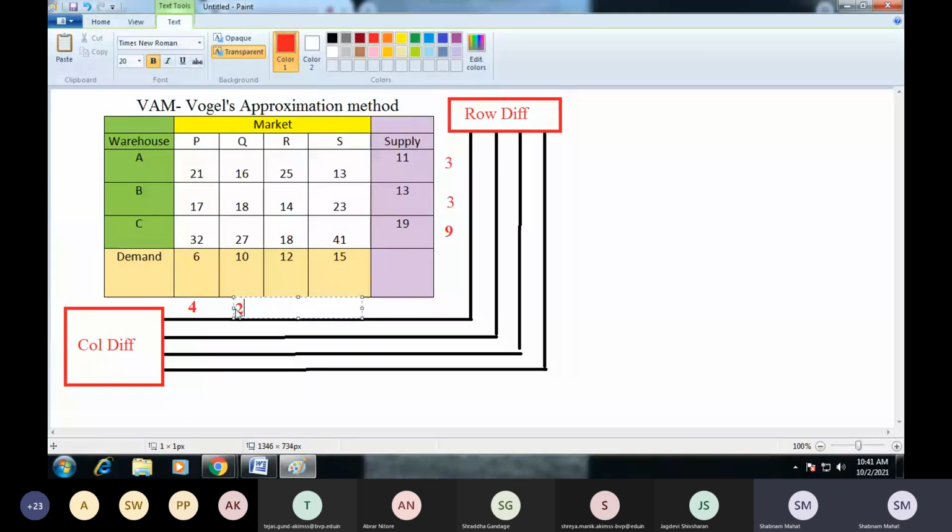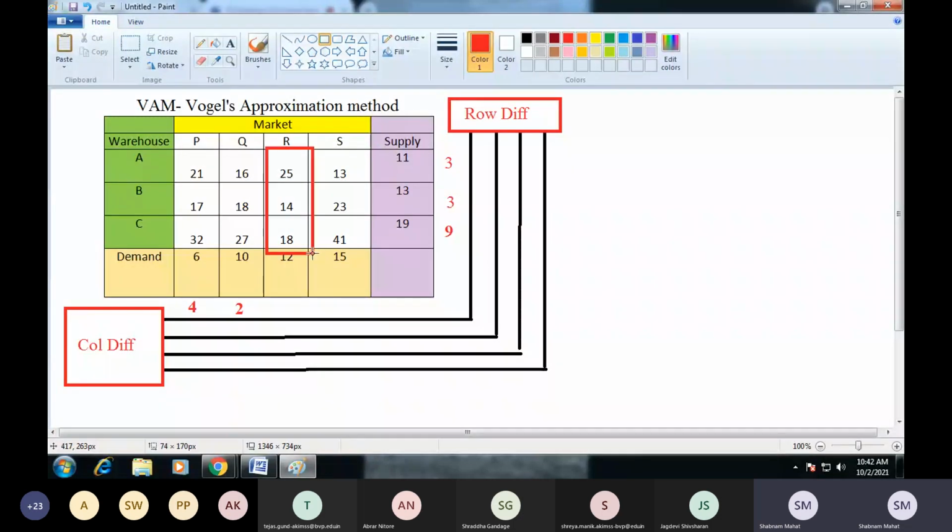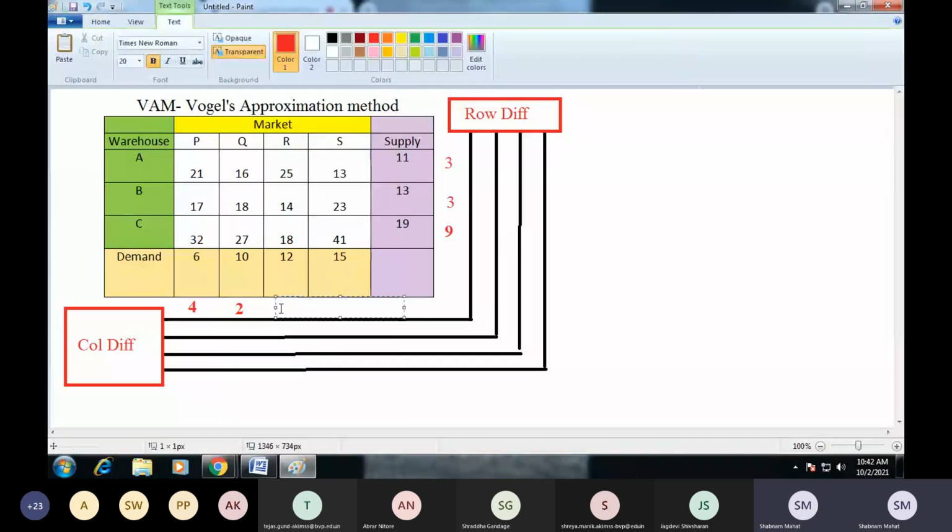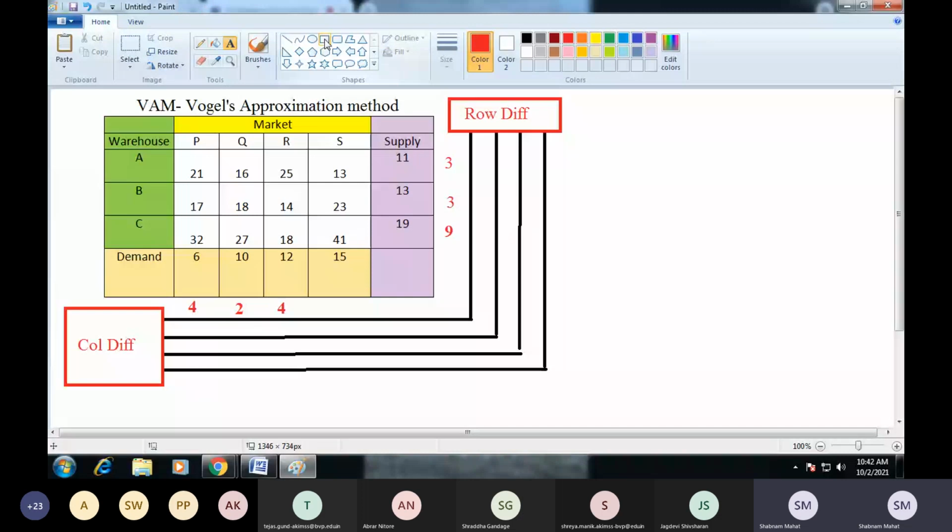Now check the third column. In that third column, there are two minimum values. First one is 14 and another one is 18. So the difference between 14 and 18 is 4, since 18 minus 14 is equal to 4. Now find the last column. Out of this last column, 13 and 23 are both minimum values. If I find the difference between 13 and 23, it will be 10.